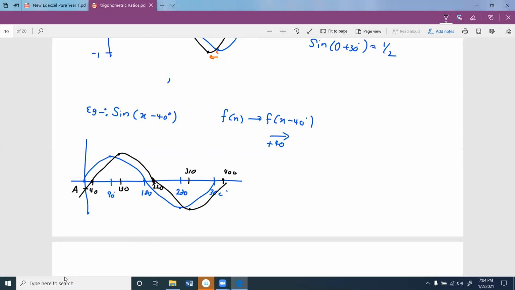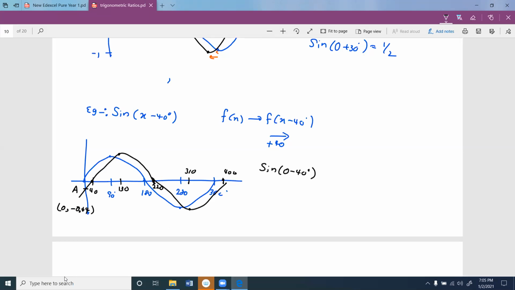At A, where it meets the x-axis, y is 0. So it can turn up to sine of 0 minus 40. If you just work it out here, it's 0 minus 0.64. So here the coordinate is 0, minus 0.64. That's it. So that's the answer for that. The maximum value and the minimum value should remain as they are.